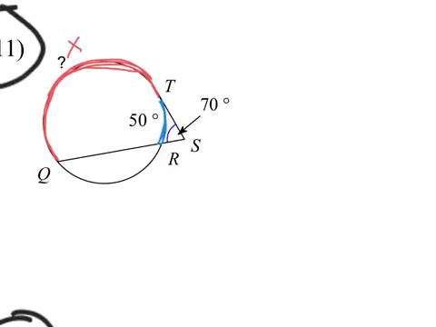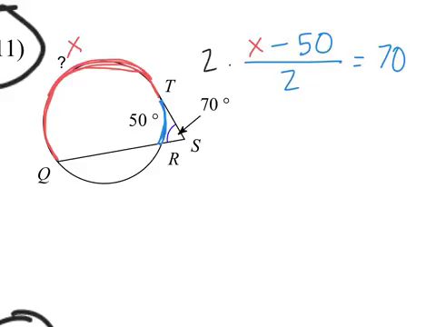So in general, that big arc, the red arc, minus our blue arc and divided by 2 will tell us what our angle measure is. So let's keep that same process. This time the big arc is X minus the little arc, which is 50, and divided by 2, and that equals our angle, which is 70 degrees. So now we just have to solve this problem.